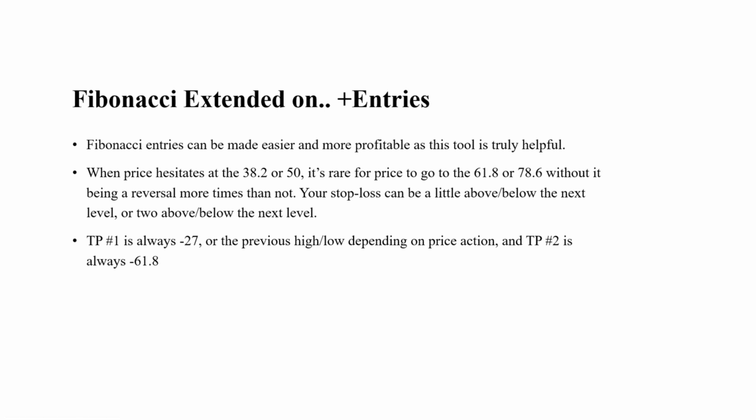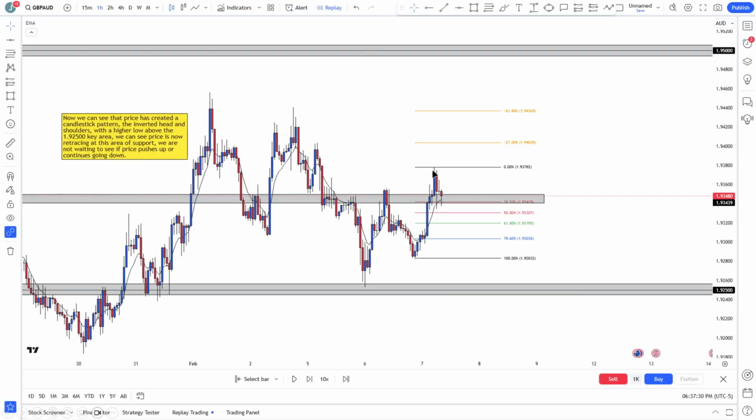TP1 is always negative 27 or the previous high or low, depending on price action, and TP2 is always 61.8. TP1 could either be the low it's matching, as you see here. It could be here, here, or it could be like these. So this would be 1, 2, and 3.